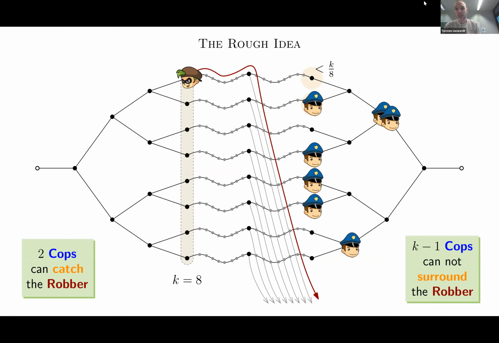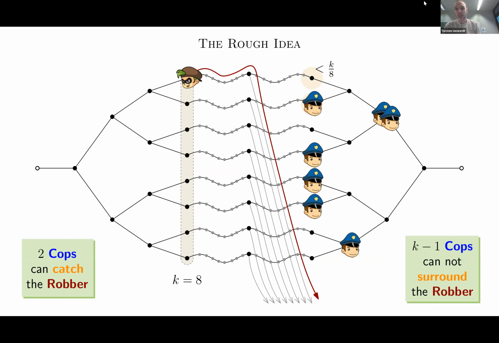Okay, so this way, that's why 2 cops are enough. So why k cops are needed, so k minus 1 cops are not enough to surround the robber. I have to give you a robber strategy. In the robber strategy, here's again the construction a little bit in less detail. The robber just stays on H2.